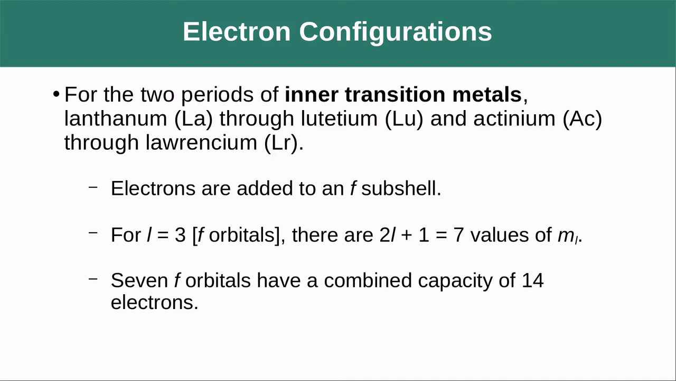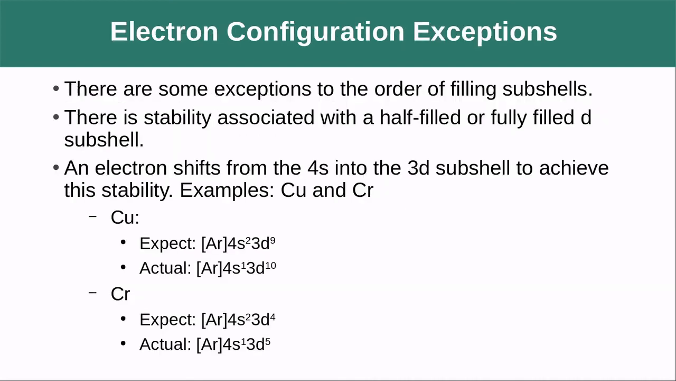For the two periods of inner transition metals, lanthanum through lutetium, and actinium through lawrencium, electrons are added to the f subshell. This is where l is equal to 3. There are 7 values of ml, and the 7 f orbitals have a combined capacity of 14 electrons.